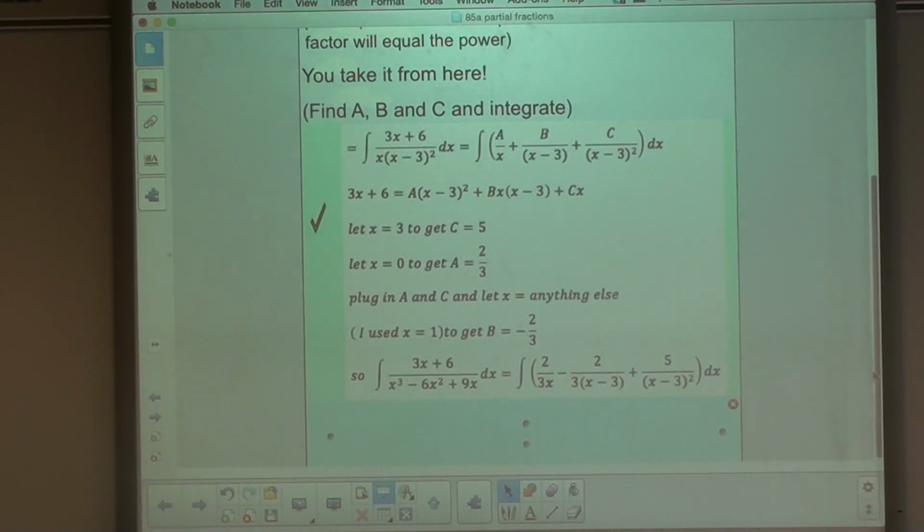We just rewrote it. No, I have all the correct answers, but... Yeah. Your 3x plus 6 over this equals something. You used it the whole time you were solving for A, B, and C. So this whole fraction equals whatever you got, right? Yeah, okay, that makes sense.